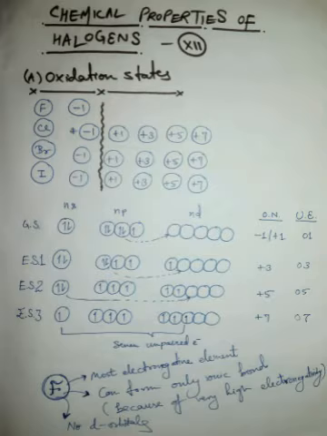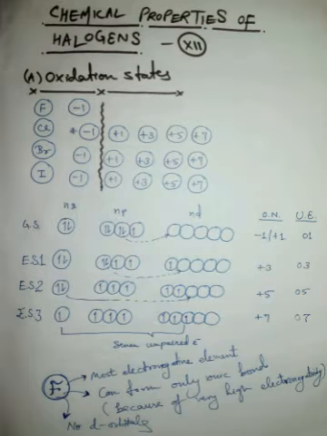So today we will talk about the chemical properties of halogens. First we will talk about the oxidation states. You can see that all the members of this halogen family can show the minus one state, but fluorine can only show the minus one state, and others can show minus one, plus three, plus five, plus seven. So a total of six conditions are possible for these elements except fluorine.